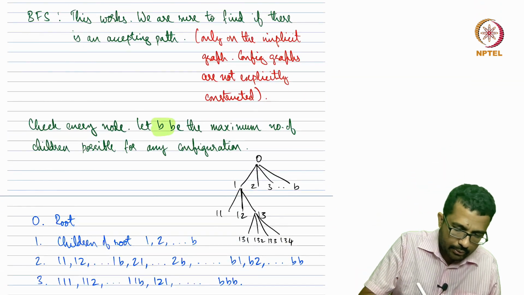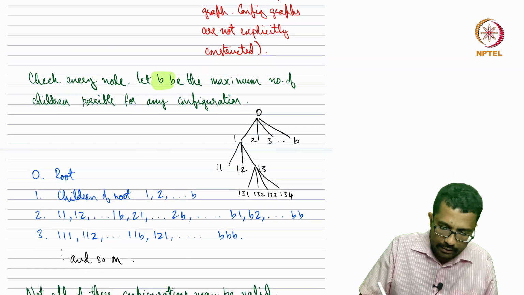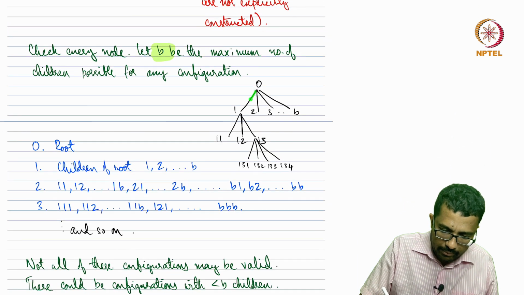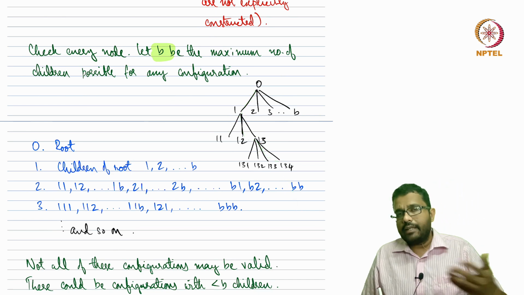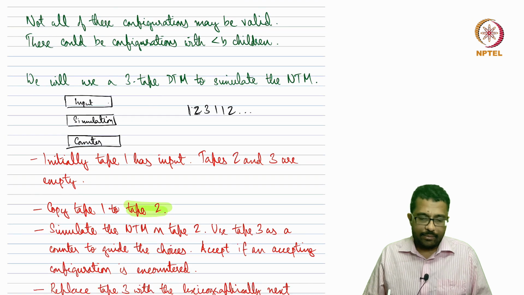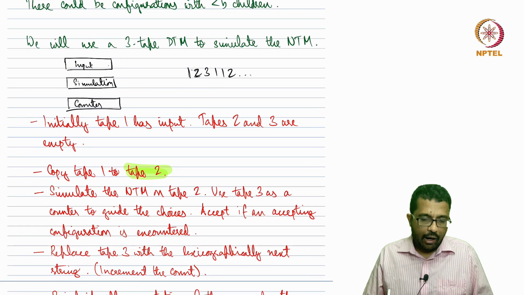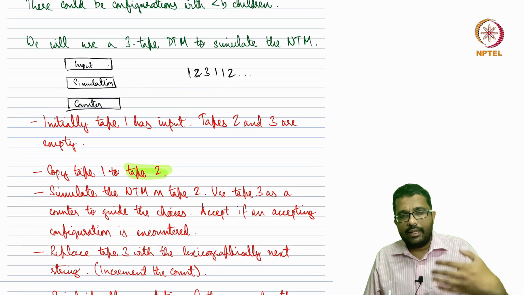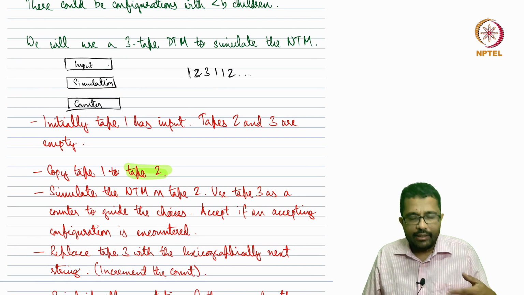So the counter tells us which path to take in this tree, right? So the counter may tell us to take some path, and we'll follow that path, and finally we accept when we reach an accepting state. And after each time we reach the end of that path, we increment the counter.